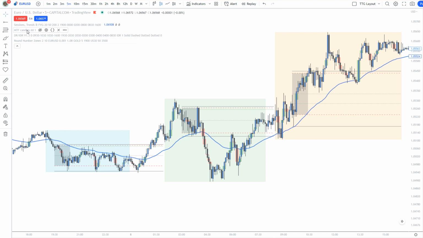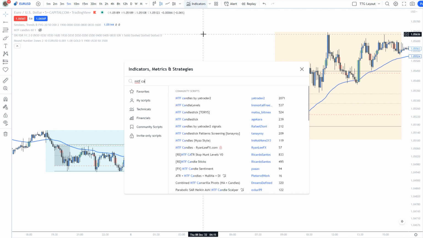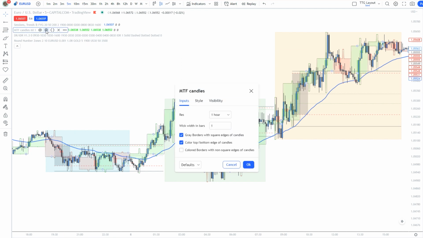also like to activate an indicator that is called MTF candles to display higher time frame candles inside of this chart. This one here from YA Trader 2. After activating this you see that we have higher time frame candles, in this case these are 1 hour candles, below the 5 minutes chart. You can define the resolution in the settings and I set it to 1 hour.